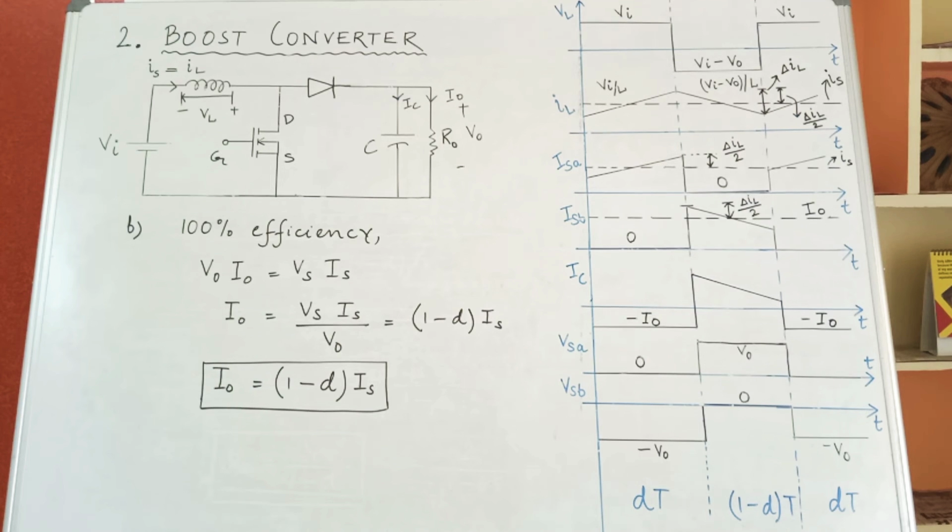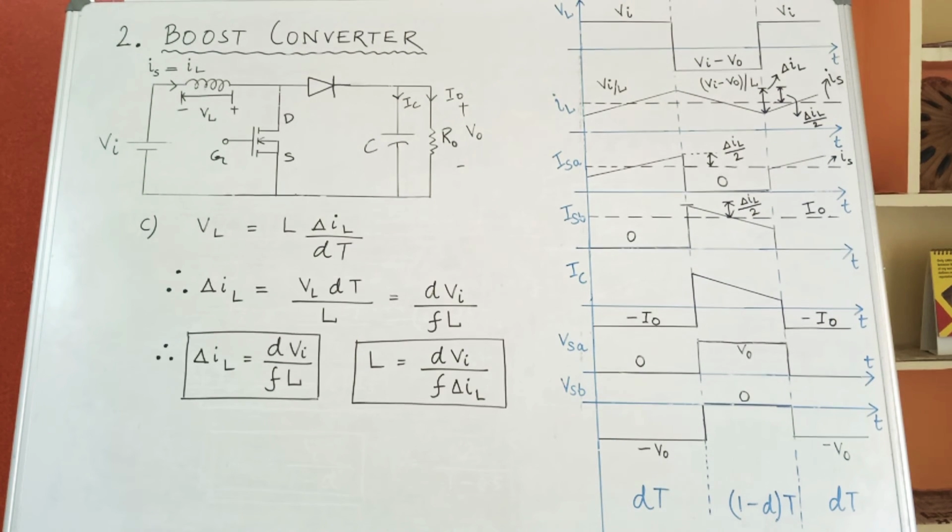Next, finding out the input output current relationship. We will follow the same procedure. Consider the converter to be 100% efficient. So, V0 I0, which is your output power, is equal to Vs Is, the input power. So, from here you can write down I0 is equal to Vs Is by V0. Substitute your Vs in terms of V0 according to what we have derived in the last equation. So, from there you can write down I0 is equal to 1 minus D into Is.